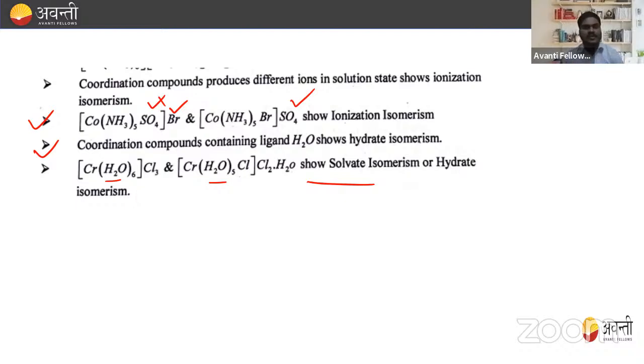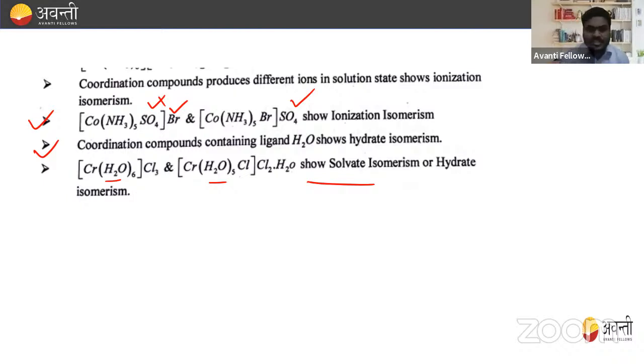I hope it is clear to everyone. If you have any doubt related to this isomerism, please ask me now. Any doubt? No? Okay. So this is all about the isomerism part, right? If you have any doubt related to this, you can just give me a message or write in the chat box. I'll definitely reply to you all.